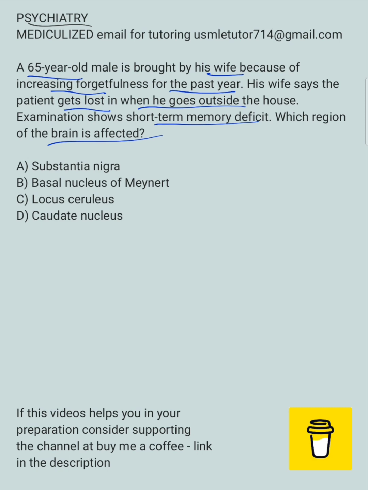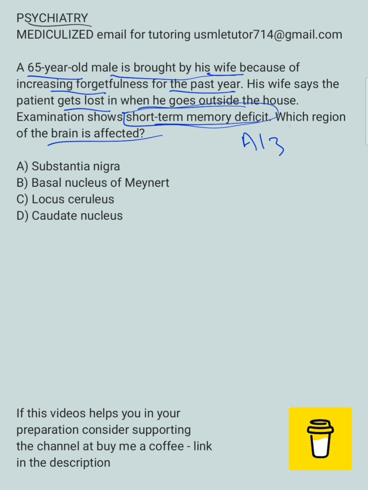So here, if you look at it, this is an Alzheimer's scenario. In an Alzheimer's scenario, you usually first get the short-term memory loss, very classic. Usually, as you can see, the patient is brought by his wife. Alzheimer's disease patients usually don't know that they have the memory deficits and all of these symptoms going on. But the ones that are caring for them, they know.